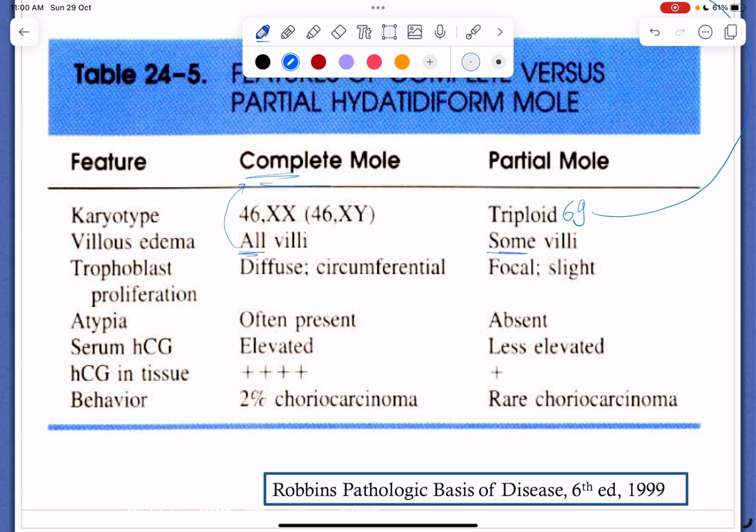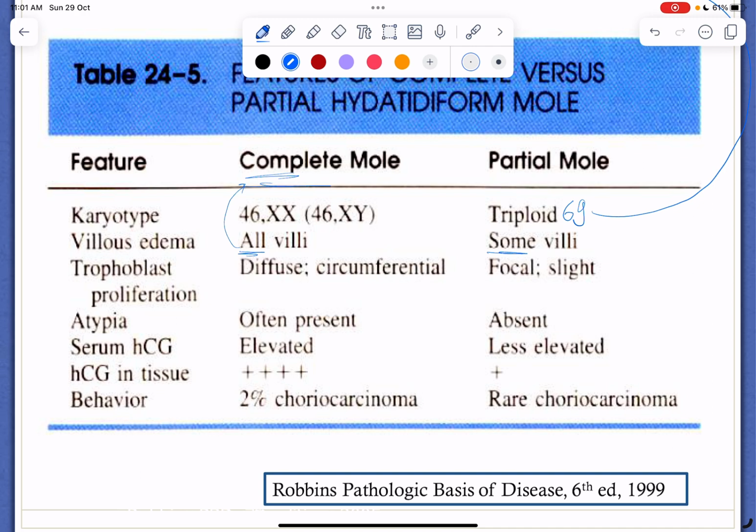Also, do you suppose that it has fetal part? Which of the moles will have fetal part, partial or complete? Partial. This is a big difference because in a partial mole there is sharing between maternal and paternal chromosomes, so it can form fetal part. But in complete mole, there is no fetal part because there is no maternal sharing. This is a big difference between complete and partial mole. You get my point?